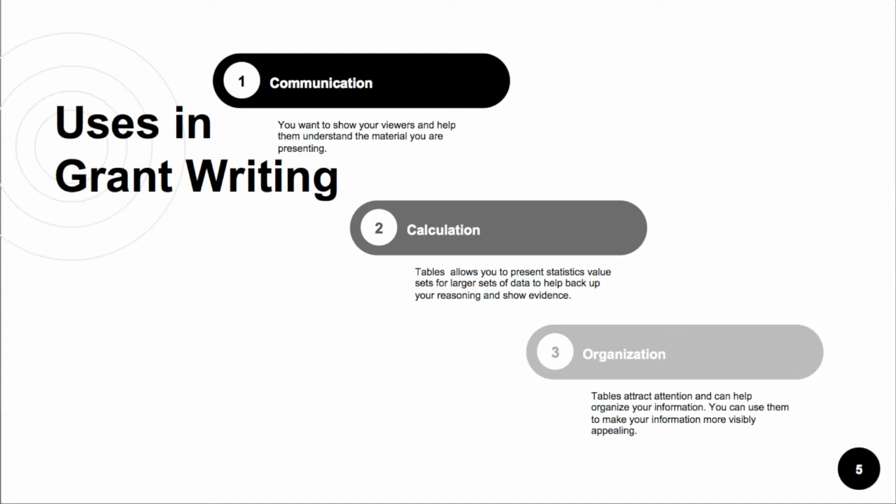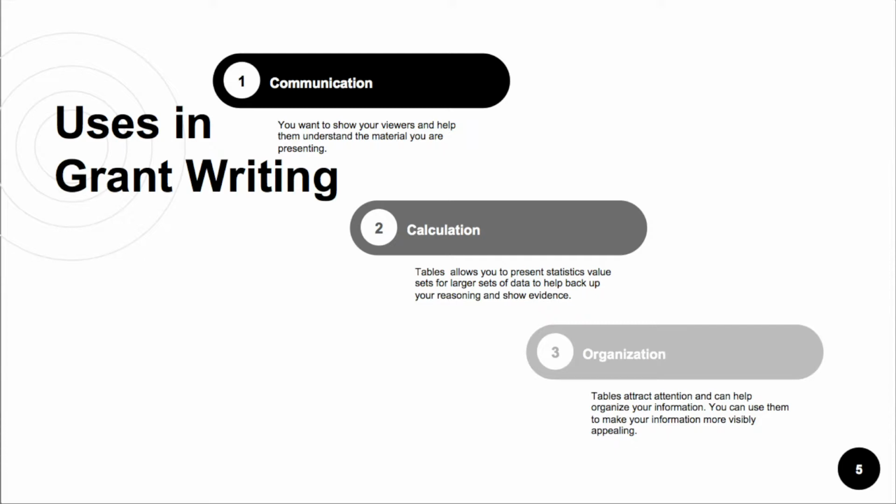When using tables in grant writing, the main purpose is going to be communication. You want to explain the purpose of your grant proposal and help your grant reader to understand what you are talking about. Using a table is a creative way to help get across your message and what you want and how you predict it to become successful. Sometimes words can be confusing, so having access to a table can allow others to actually see and understand what you are talking about. The second use would be calculation.